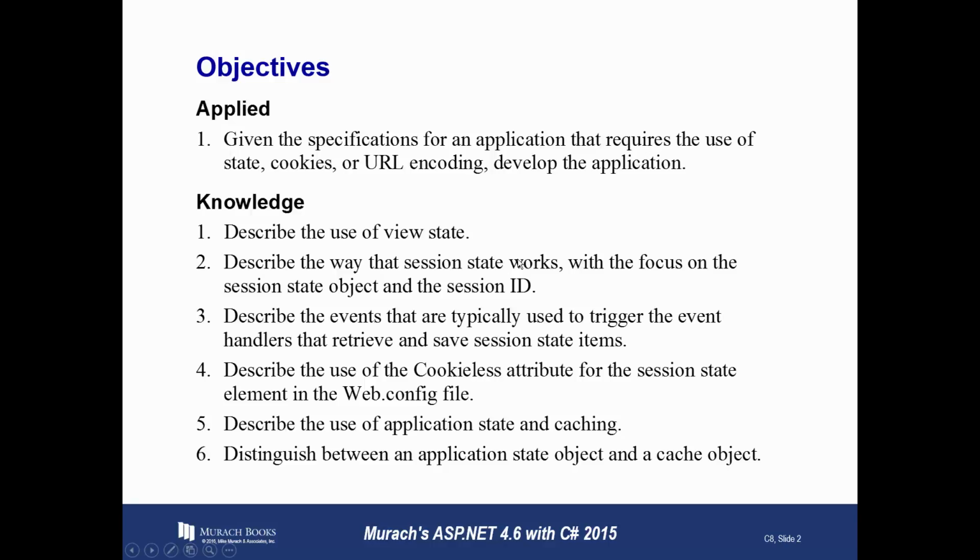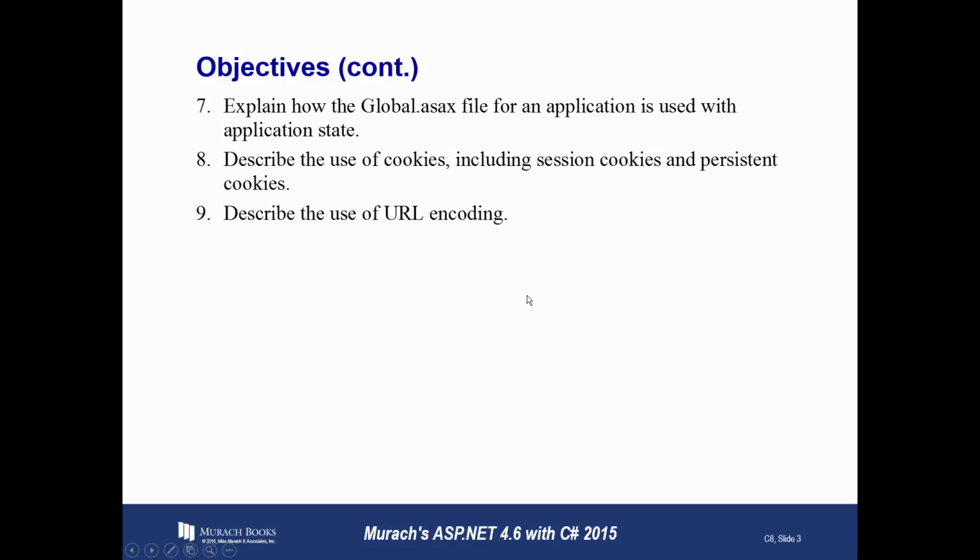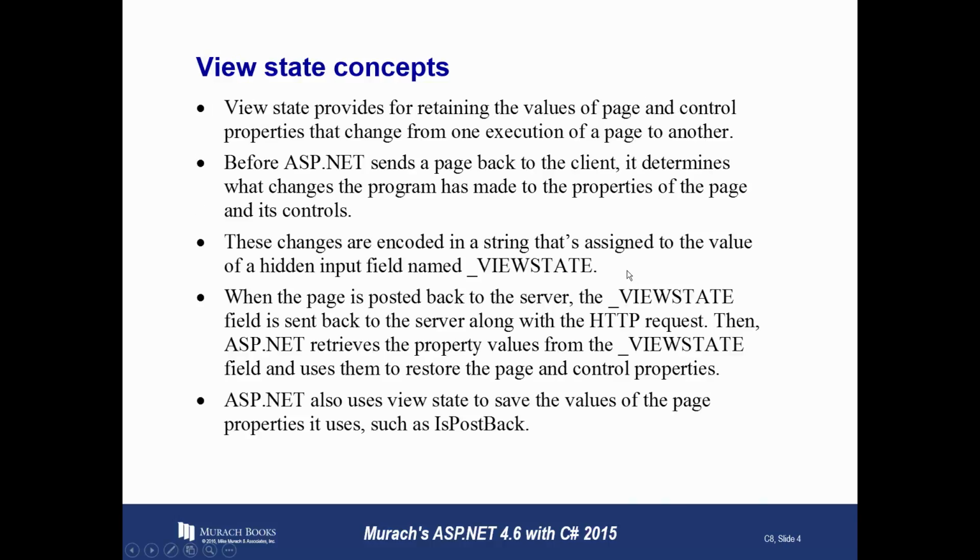Distinguish between an application state object and a cache object. Explain how the global.asax file is used for an application with application state. Describe the use of cookies, including session cookies and persistent cookies. And finally, describe the use of URL encoding.